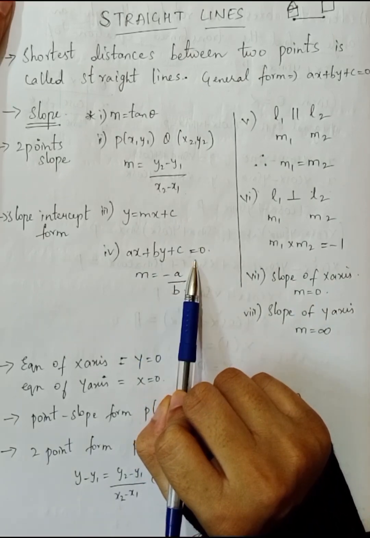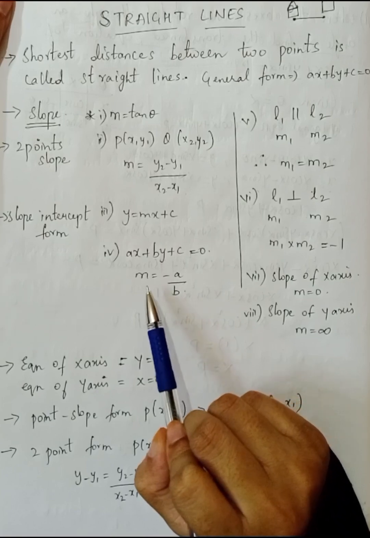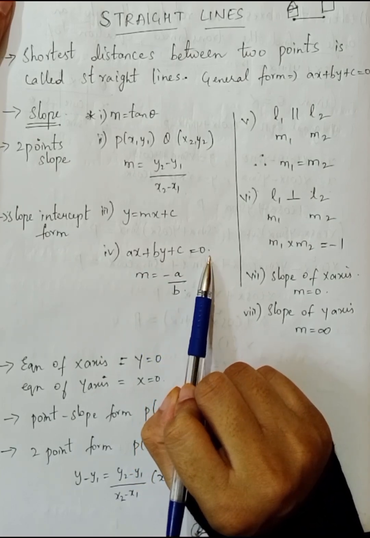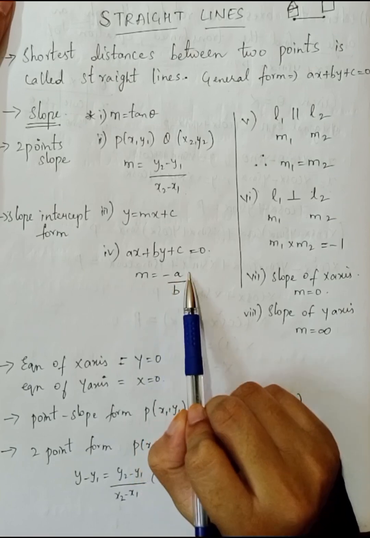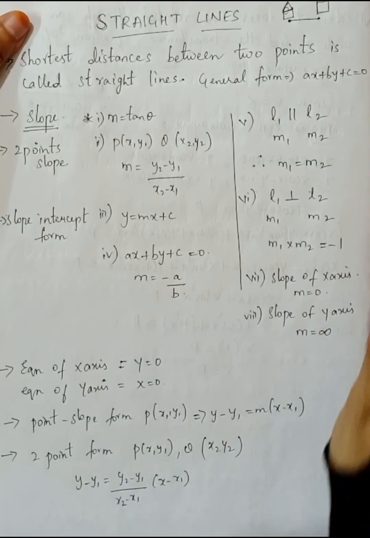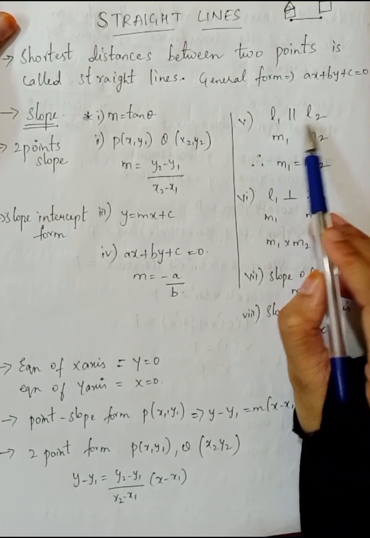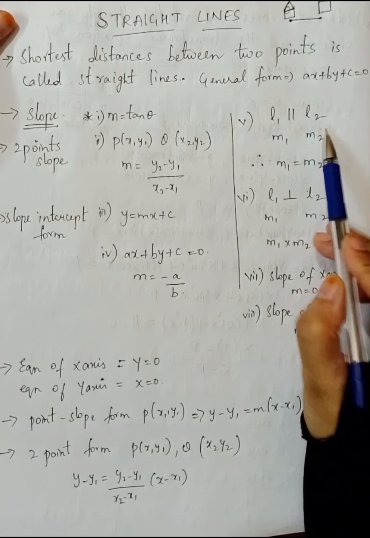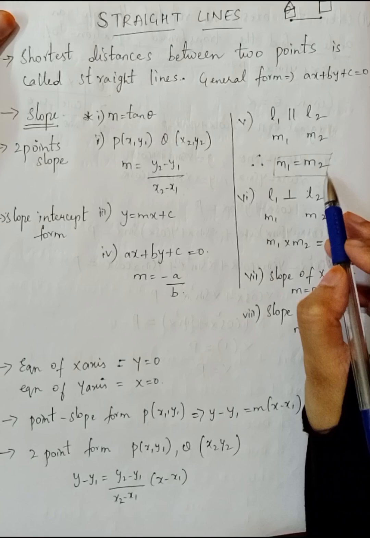Next, here is the straight line. If the straight line is given, we can also find the slope. If the straight line is ax plus by plus c is equals to 0, the slope can be found out by the formula m is equals to minus a by b. Similarly, if there are two lines, one line L1 and another line L2, where the two lines are parallel to each other, their slopes will be equal. M1 is equals to M2.